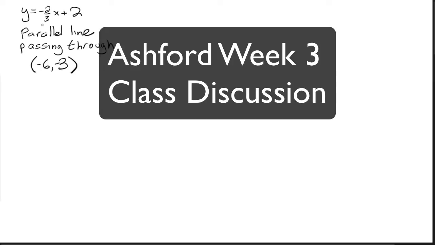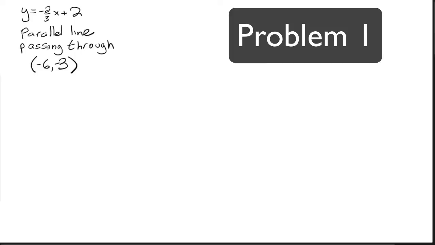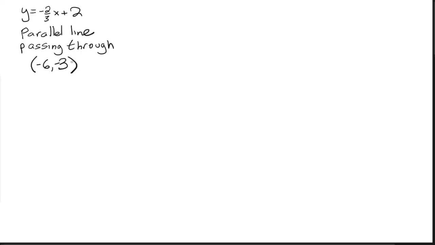Okay, so in this problem we're trying to find the line that's parallel to this one and passing through the point -6, -3. So the first step that we need is to find the slope. Now, what do we know about parallel lines? Well, we know that they have the same slope.